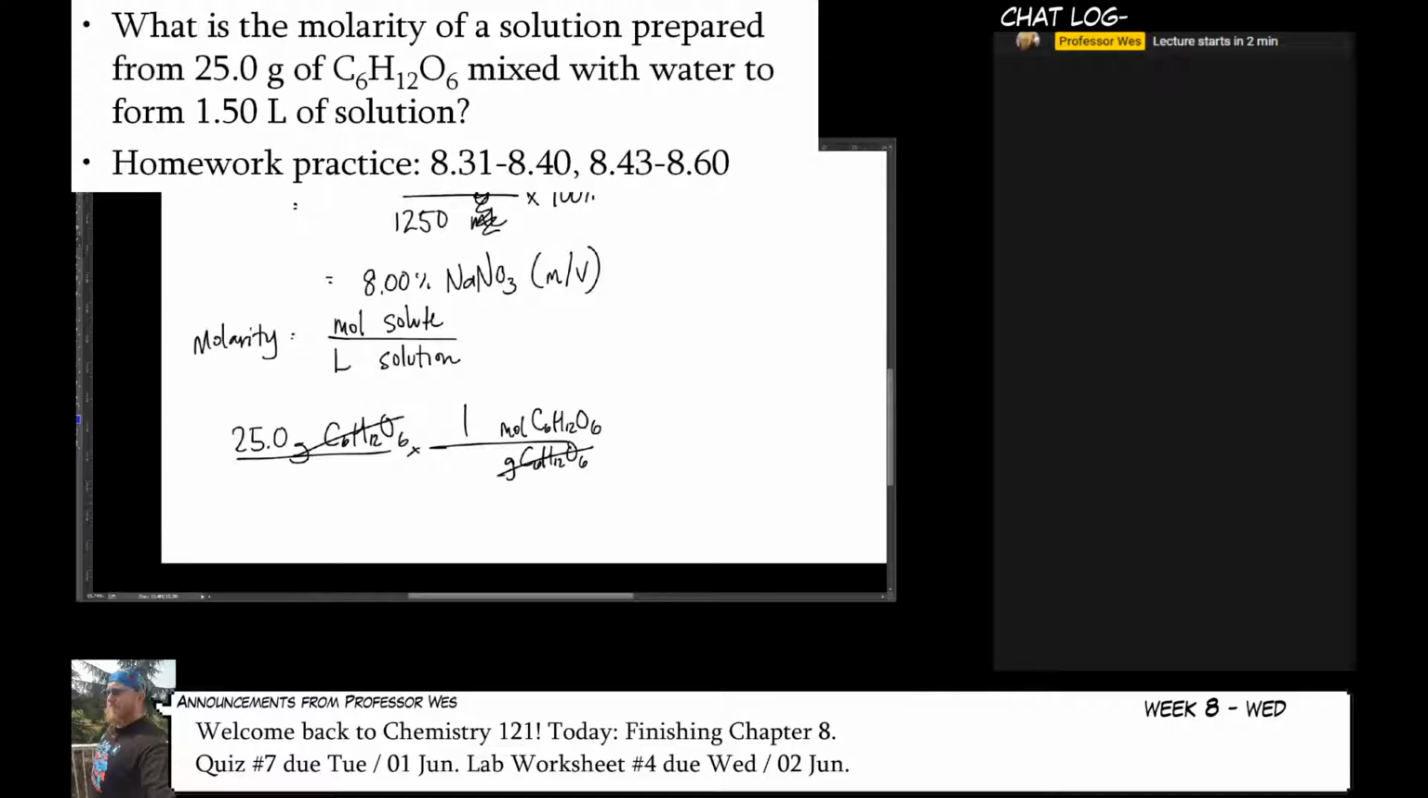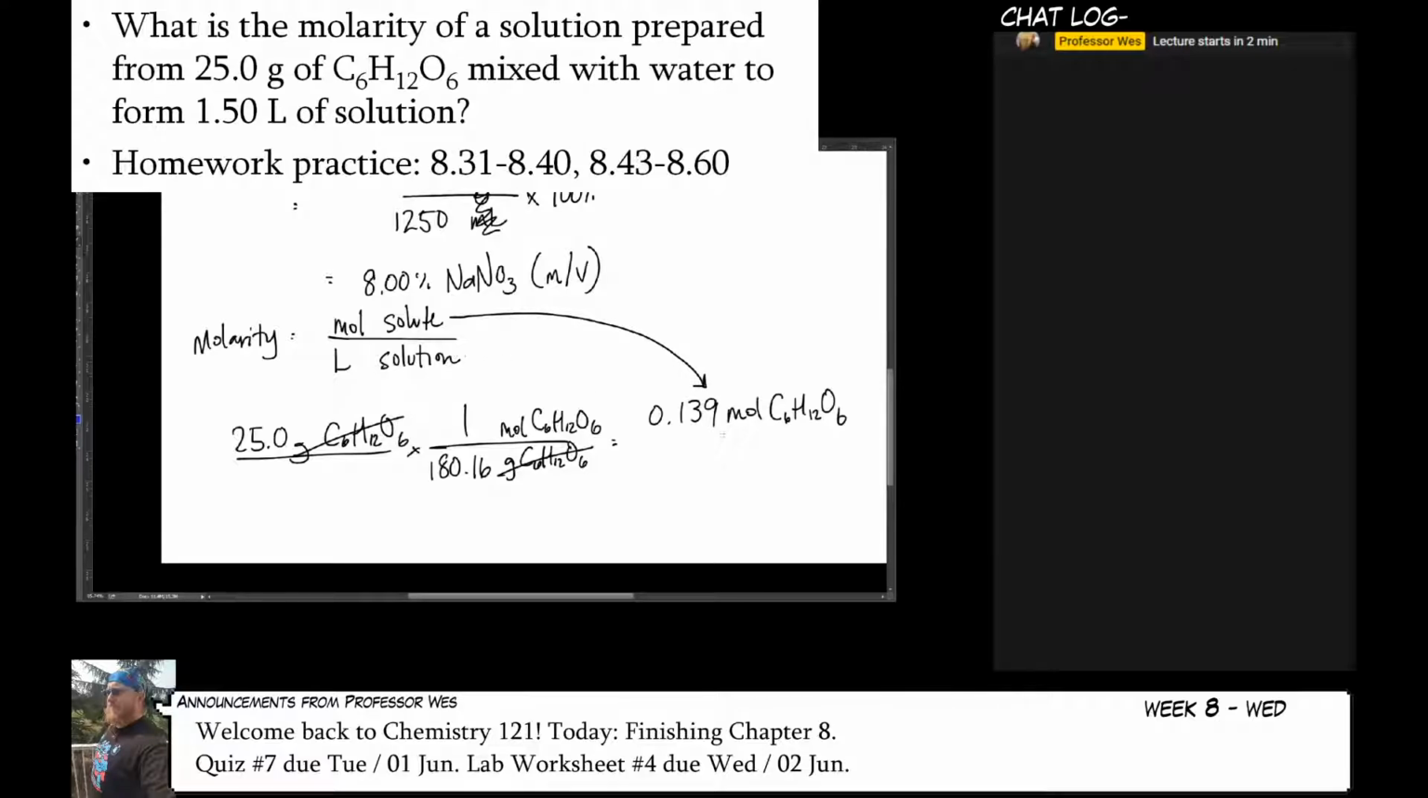C6H12O6, 180.16 grams. So the number of moles that is 0.139 moles of this, C6H12O6. So that's going to be the moles of solute.